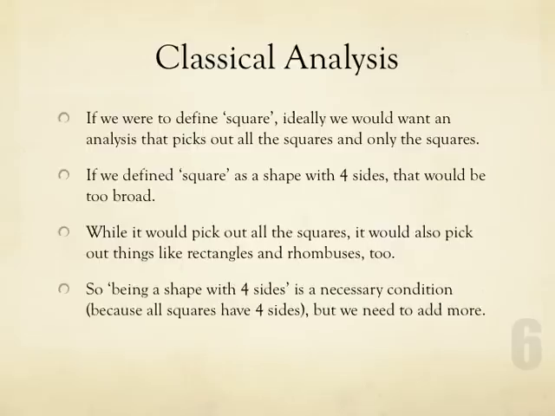So being a shape with 4 sides, that's a requirement. It's a necessary condition, but we need to add more. So we want the conditions to be all requirements, and then together we want them to be enough. We want them to be what we call jointly sufficient. So the definition is not jointly sufficient. The conditions aren't jointly sufficient because our definition is too broad. So we need to add more.